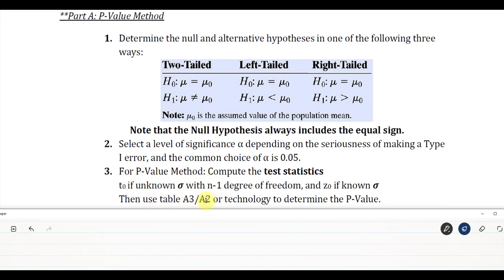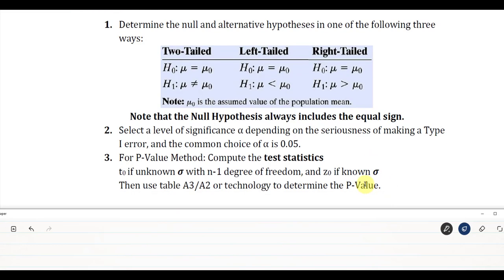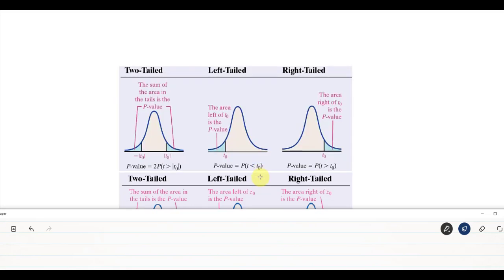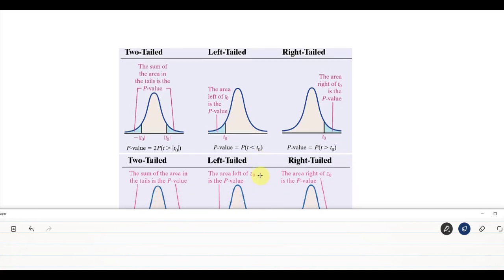When we are using the t statistic, we have to apply the degrees of freedom, which is always n-1. And if we use the z statistic, then the sigma, the standard deviation, is given for you. Then you can use table A2, A3 to determine the p-value, or you can also use the TI-84 or 83.